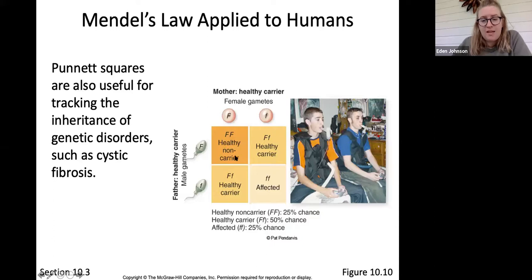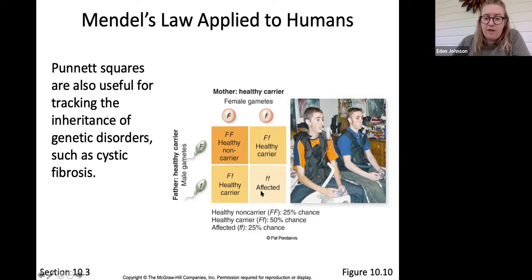So a healthy non-carrier means that you don't even have the little f and you're healthy, and you cannot pass it on to your children. If you're a healthy carrier with that little f, some of your offspring will get the dominant trait, some of your offspring will get the recessive trait. So you are passing that down genetically from generation to generation.